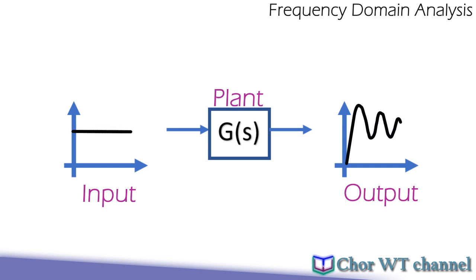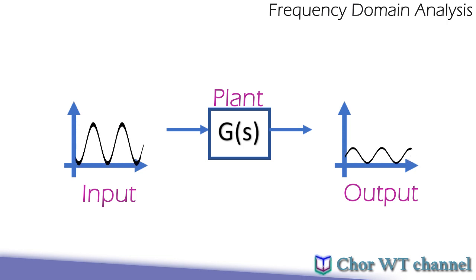Previously, we have been considering input of unit step input, whereby it is just one straight line, and we result in an output of probably first order, second order underdamped, or second order overdamped response. Those are time domain analysis.